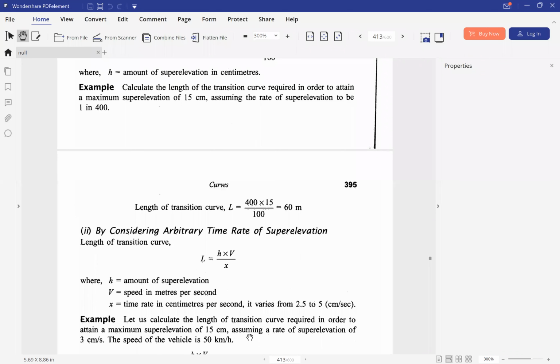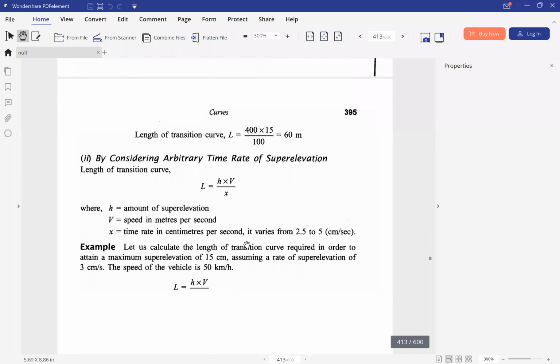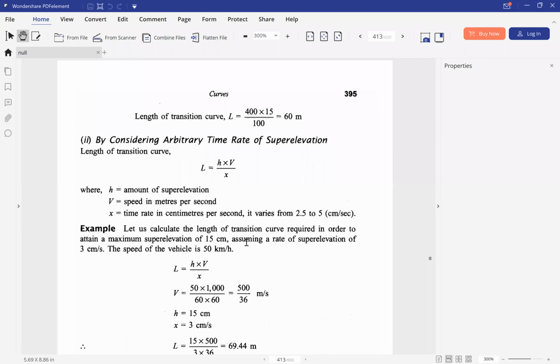Again, there is one example. Let us calculate the length of transition curve required in order to attain a maximum super elevation of 15 centimeter, right? H value is given to you, assuming a rate of super elevation of 3 centimeter per second. X value is 3 centimeter per second. The speed of the vehicle is 50 kilometer per hour.